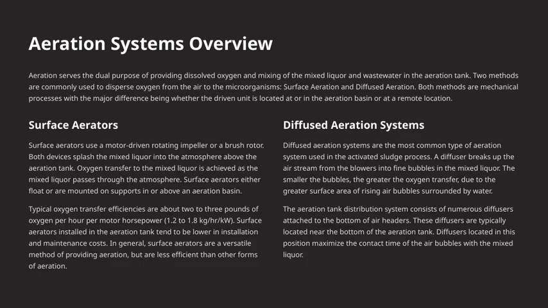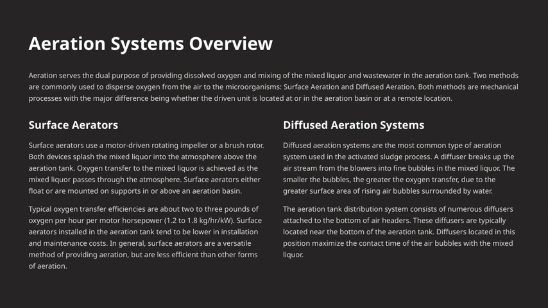Aeration plays a crucial role in wastewater treatment by providing dissolved oxygen and ensuring proper mixing of the mixed liquor and wastewater in the aeration tank. Now, there are two main methods used to disperse oxygen from the air to the microorganisms: surface aeration and diffused aeration. Both are mechanical processes, but the key difference lies in where the driving unit is located, either directly in the basin or at a remote location.